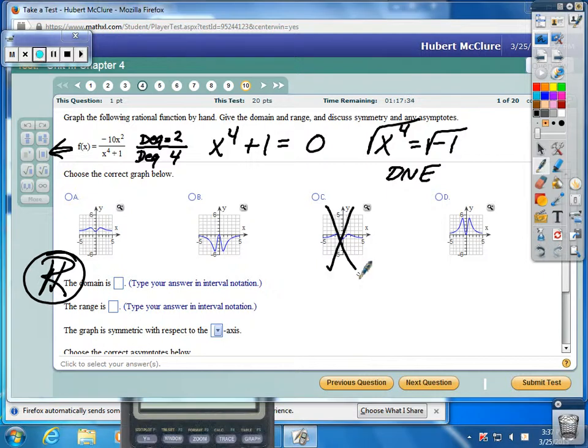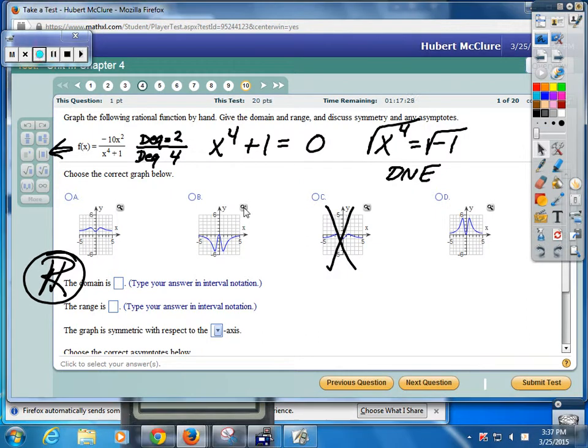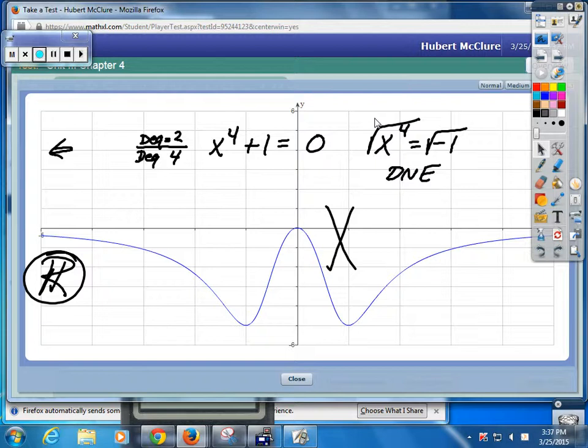And that's what they're wanting you to do on these things. They're wanting you to see. Now, this one looks like it goes over, but you need to look at it. Does it? Yes, right here. So that's not it.